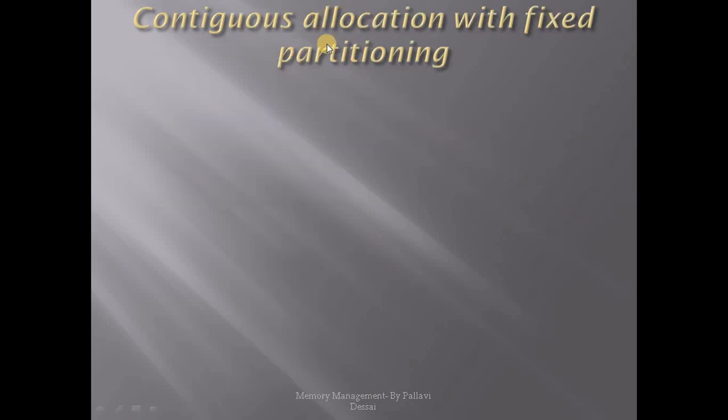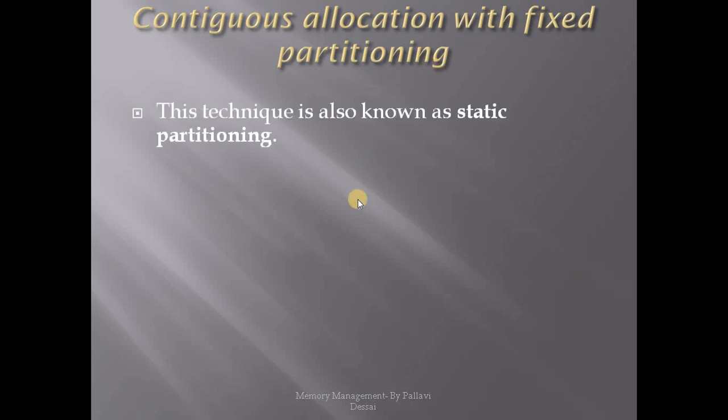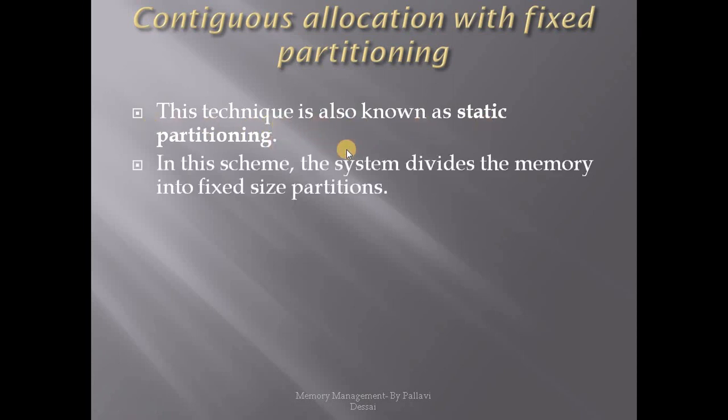We shall see the first type of partition, contiguous allocation with fixed partitioning. This technique is also known as static partitioning. Static means fixed. In this scheme, the system divides the memory into fixed size partitions. The whole main memory, which is allocated for the user process, is divided into partitions. And the size of the partitions is fixed.